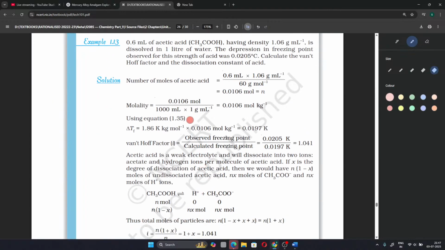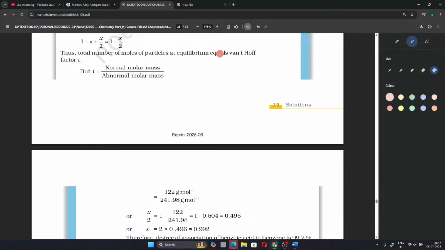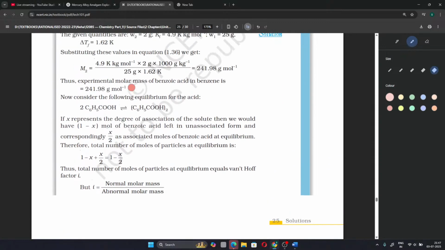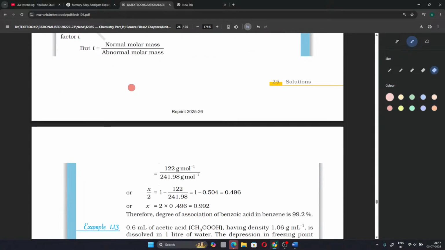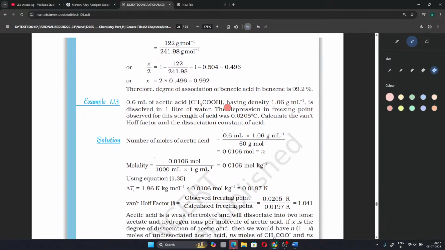Okay, next question. Basically, in this problem, mainly what we did is we found the abnormal molar mass and the normal molar mass. Normal molar mass is 122, which is around half of 242. So you'll of course get 0.5 itself.